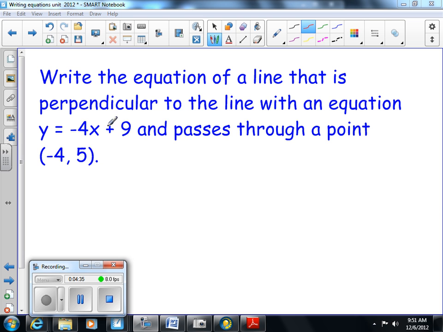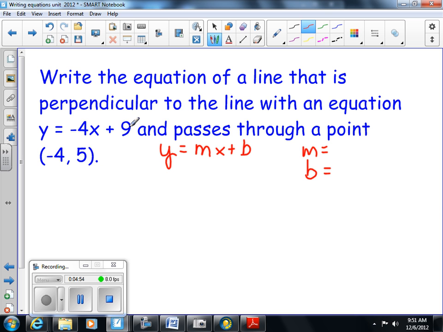We're going to write the equation of a line that is perpendicular to the line with the equation of y equals negative 4x plus 9 and passes through the point (-4, 5). Okay, what 2 things do you need to write the equation of a line? Slope and the y-intercept. Okay, now to get our slope, we're going to look at this equation because we're writing an equation for a line that's perpendicular to this one. We know its slope will be the opposite, so it'll be a positive. And we know it will be the reciprocal of 4, which will be 1/4.